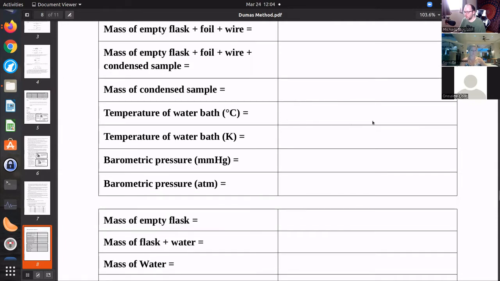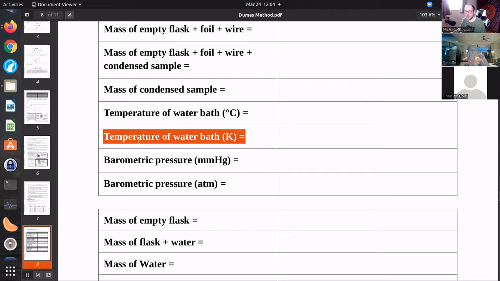The temperature of the water bath is going to be just a measurement that you were given in degrees Celsius. For our math here to work out, we're going to want to convert that to Kelvin. And that's going to be something that's going to come up over and over again when we start doing the gas law problems, is that you typically want to have all your temperatures in Kelvin. We need that absolute temperature.